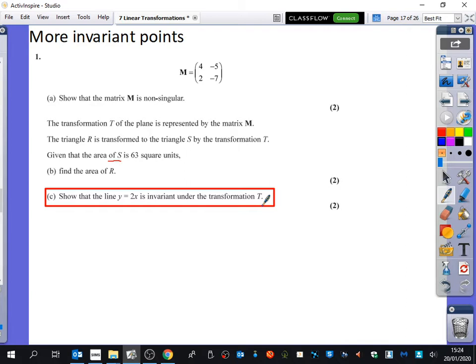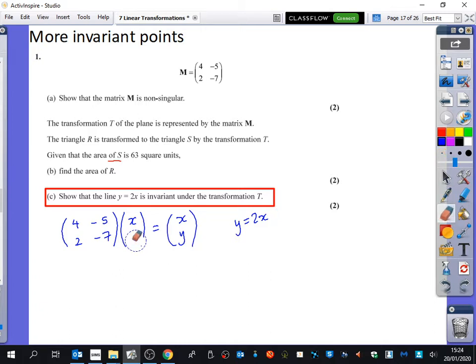So we normally would want to do 4, minus 5, 2, minus 7. I would do this to x, y if I was looking for an invariant point. If I wanted this to be equal to this, it would be an invariant point. But they've actually told me that the invariant line is y equals 2x. So are there any suggestions about what I should do over here? Instead of y, there would be 2x, okay? So we know that we can replace this with a 2x.